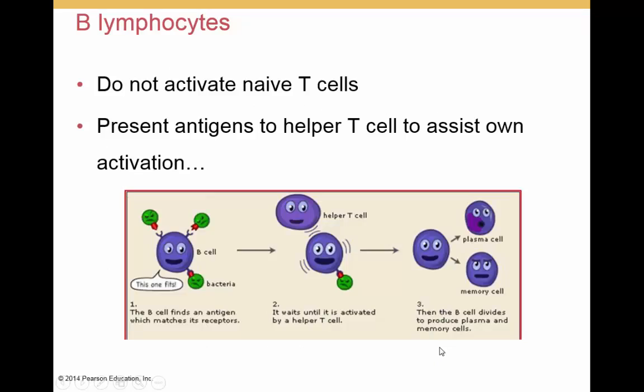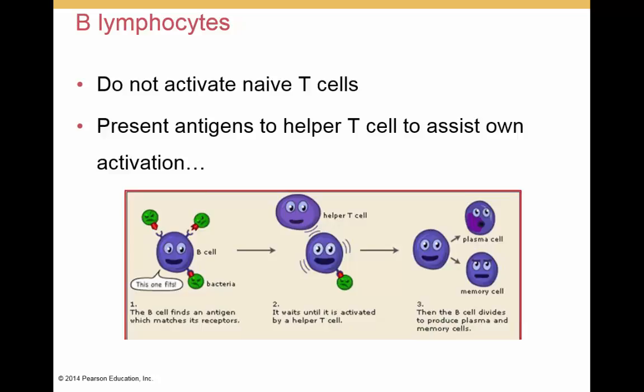Here's the new kicker. B cells, yes, they produce antibodies. So B lymphocytes do not activate naive T cells. I want to share that with you. What they do is present antigens to the helper T cells I mentioned earlier. Okay, and those helper T cells actually assist in activating the B cells. So B cells basically present to the T cell and say, hey mom, is this okay? Is this the one I'm supposed to attack?